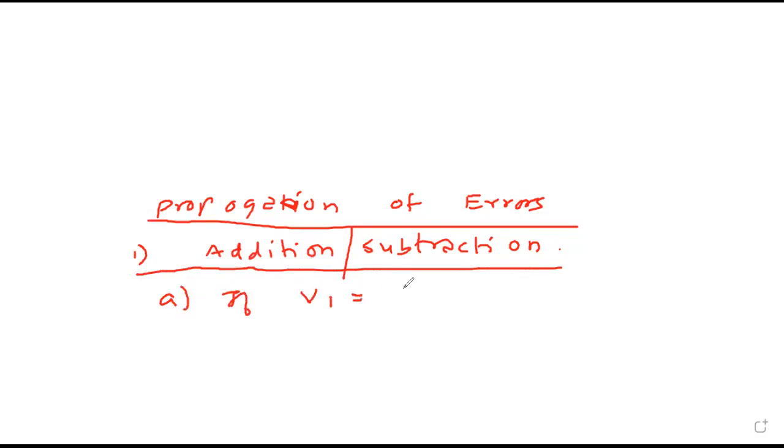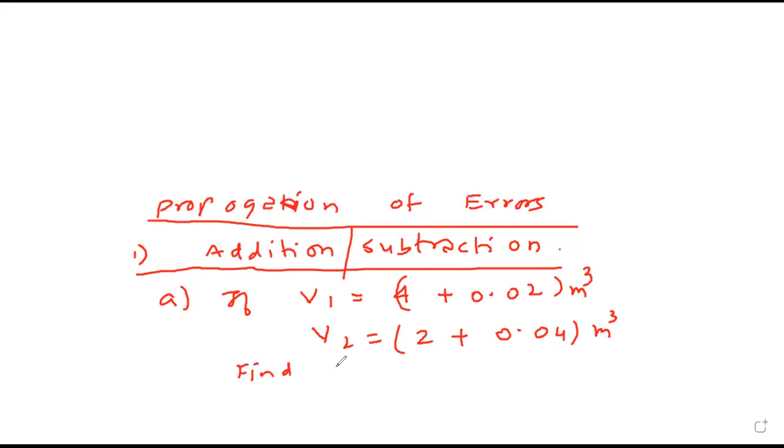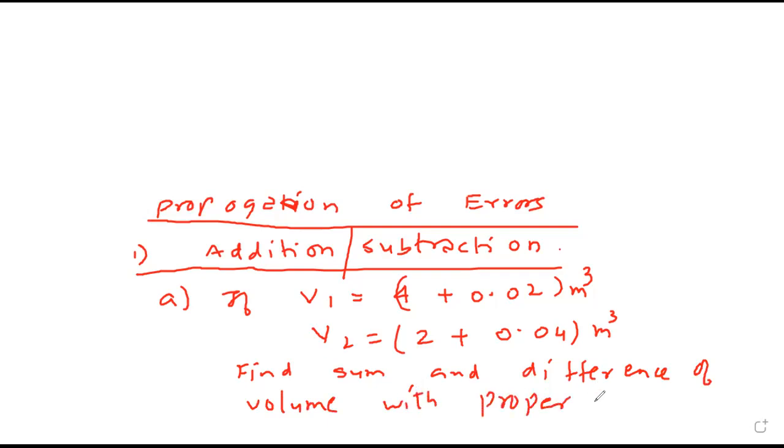If V1 equals 4 plus or minus 0.02 meter cube and V2 is 2 plus or minus 0.04 meter cube, find sum and difference of volumes with proper error limit.